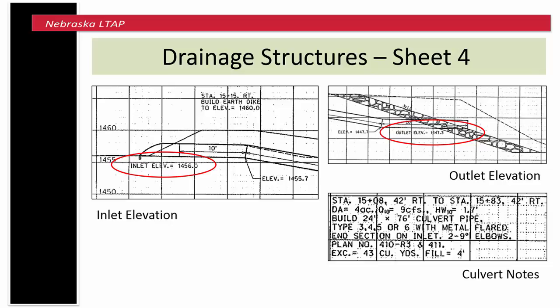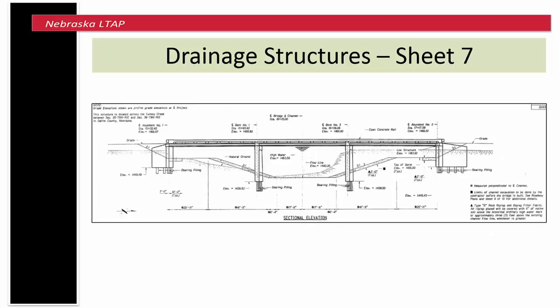Information found on sheet 4 includes the culvert inlet elevation, the outlet elevation, and notes about the culvert, which include the station, culvert type and size, the amount of excavation and fill. The notes also give hydraulic information, the drainage area, and the peak discharge or design year storm, which we will discuss.